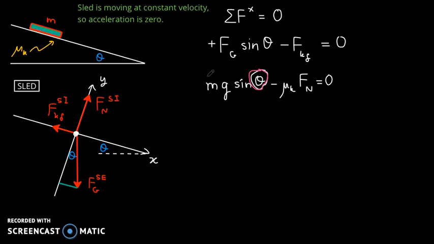So m, the mass of the sled, is given. That's in the picture, so that's good. G is a physical constant, so you can always have G in your final answer. It doesn't have to be given in the problem. Mu sub k, that's also given. Now F normal, this is not a given variable, so we're not done yet.